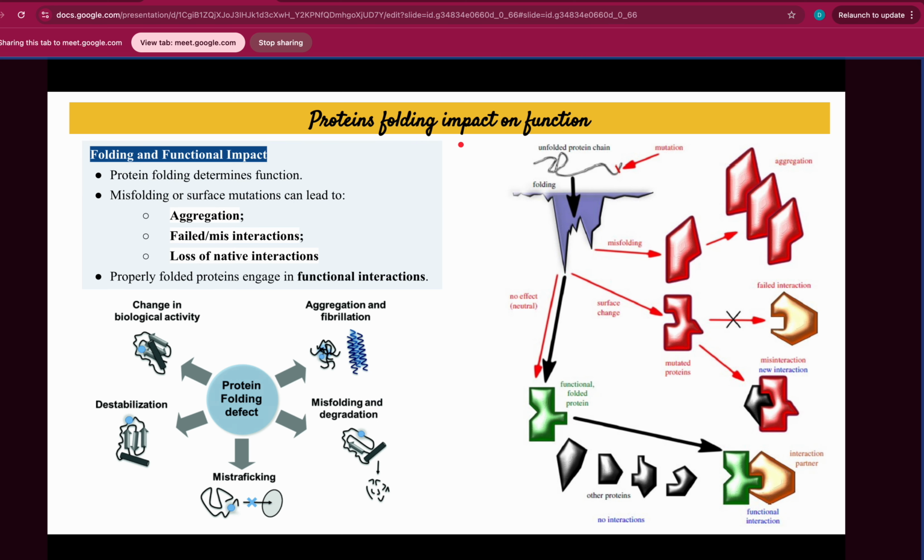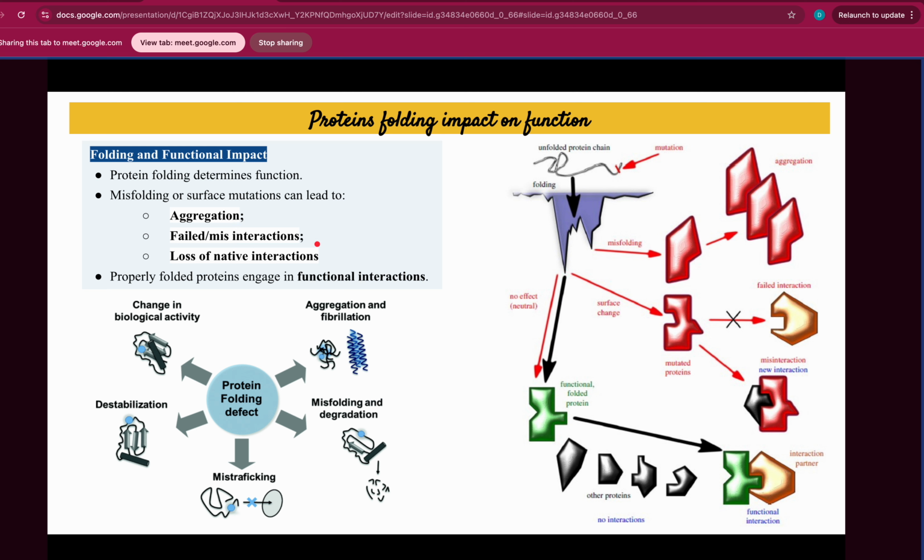Now, protein folding's impact on the function. How does protein folding influence the function, that we'll see. Protein folding will determine the function of the protein. If there is misfolding or if there are some mutations on the surface of the protein, then it might lead to aggregation or it might lead to failed or missed interactions.